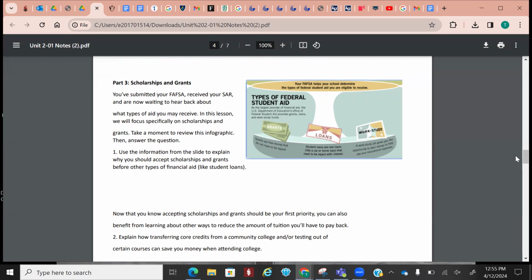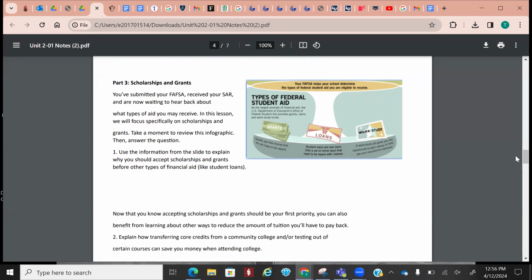Scholarships and grants. So now that you've submitted your FAFSA and you've received your SAR and you're now waiting to hear back, what types of aid might you receive? In this lesson, we're going to focus specifically on scholarships and grants. So take a moment and review this infographic and then answer the questions.